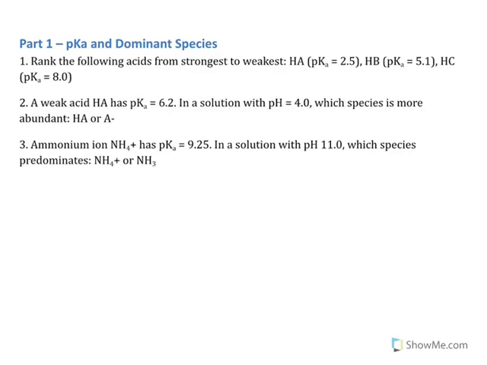So here we've got a set of questions regarding the pKa and dominant species as we look through some acids here. But number one, rank the following acids from strongest to weakest. And they give us three just generic acids, HA, HB, and HC, and they give us their pKa's. I've got a pKa of 2.5, a pKa of 5.1, and a pKa of 8.0.